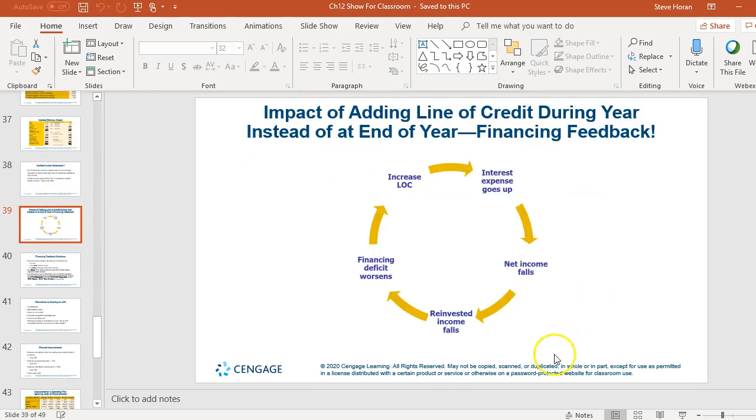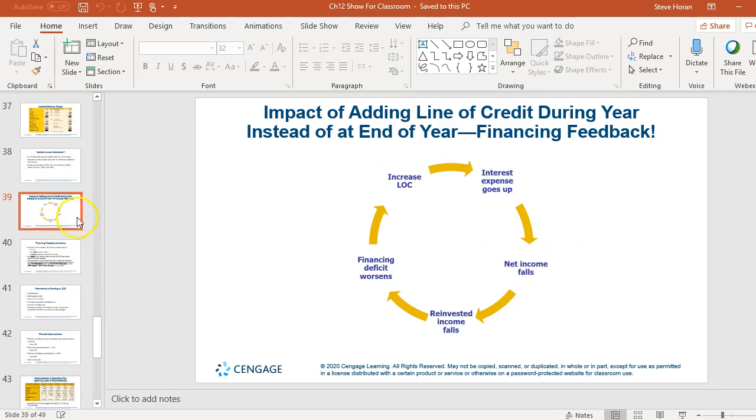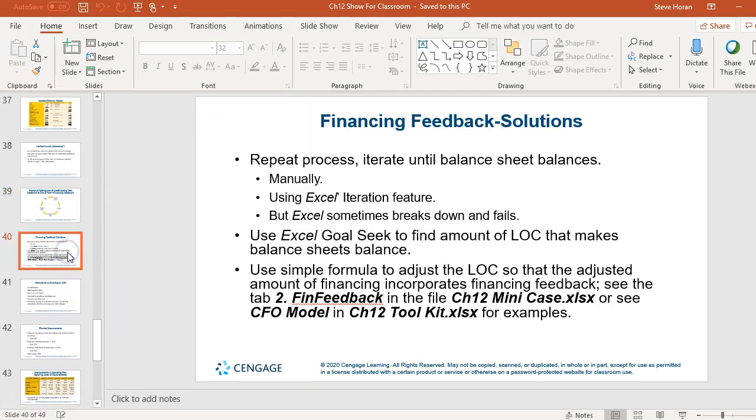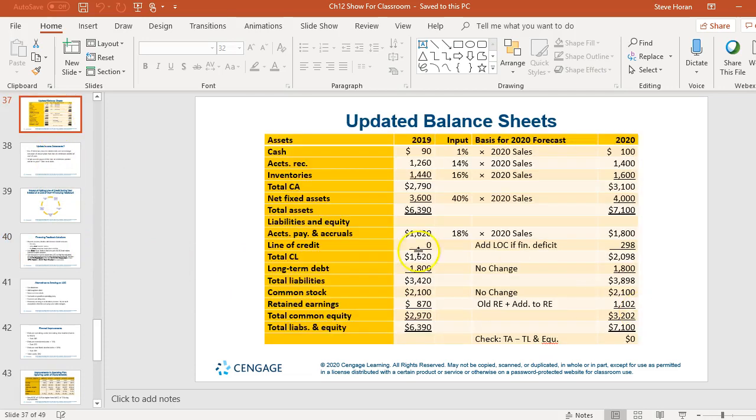Okay, so this is that circle you have to go through as you do that. It's what we call the financing feedback or the financing loop. And obviously every time you adjust your numbers or change them, you have to go through and verify, does my balance sheet balance? Okay. And you can do that manually. You can 100% build an Excel formula right here where this 298 is to automatically make that work for you. I mean, that's really easy to do.